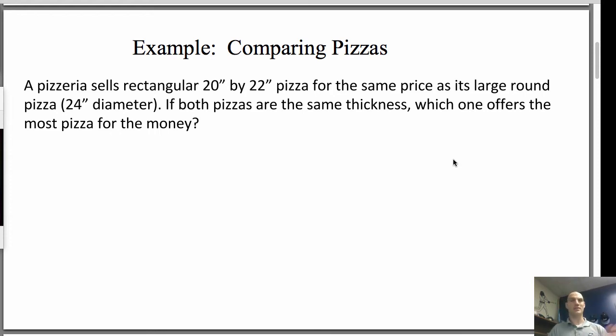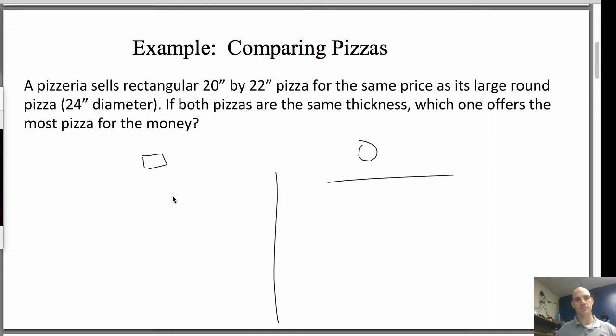I want the most pizza for my money. I do this at the grocery store too. How do I get the most for my money? Is my price per ounce, or per inch, or per foot, whatever it happens to be, where do I get the most for my money, or the least price? Okay, so we need to work on two separate things here. The first one is the rectangular pizza, and the one over here is the round pizza.